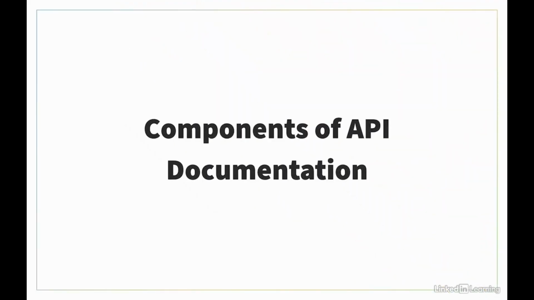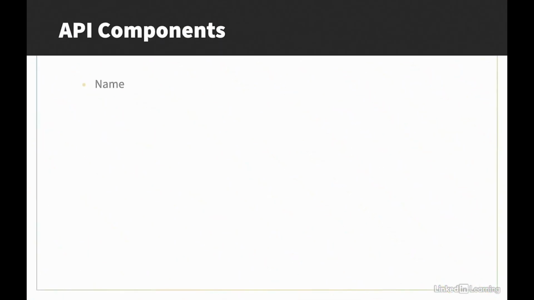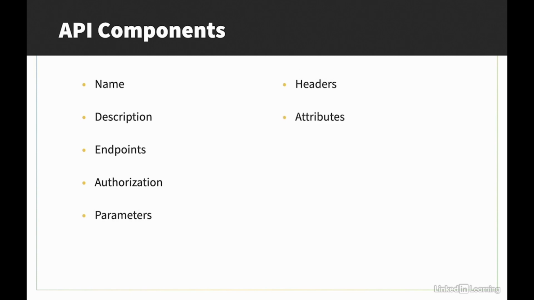There are many components that make a good API documentation. Let's understand each component in detail and also see why it is critical for them to be part of the documentation. Let's take a look at all the components first. Name, description, endpoints, authorization, parameters, headers, attributes, request and response body, success and error codes. Now let's go through a few components first.